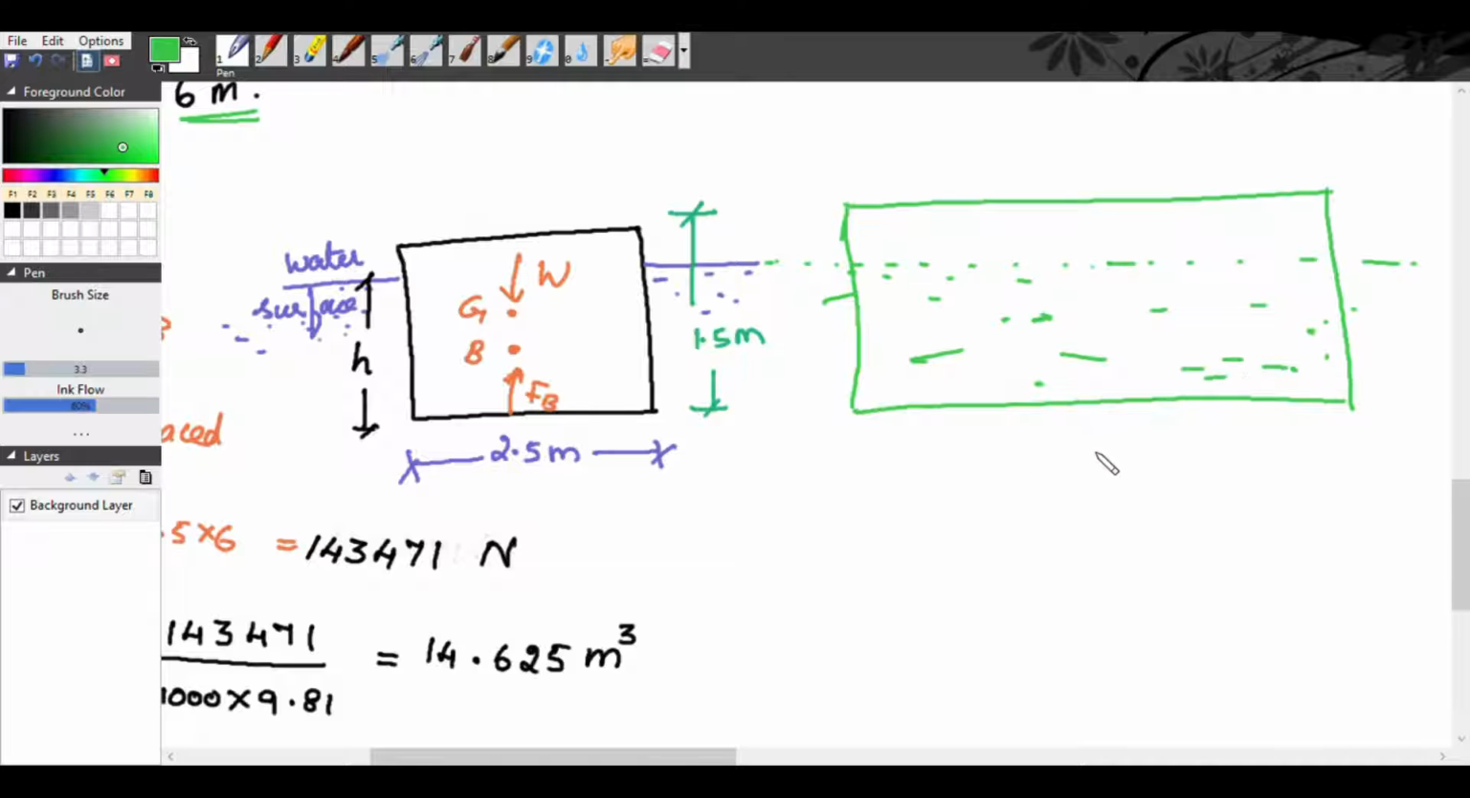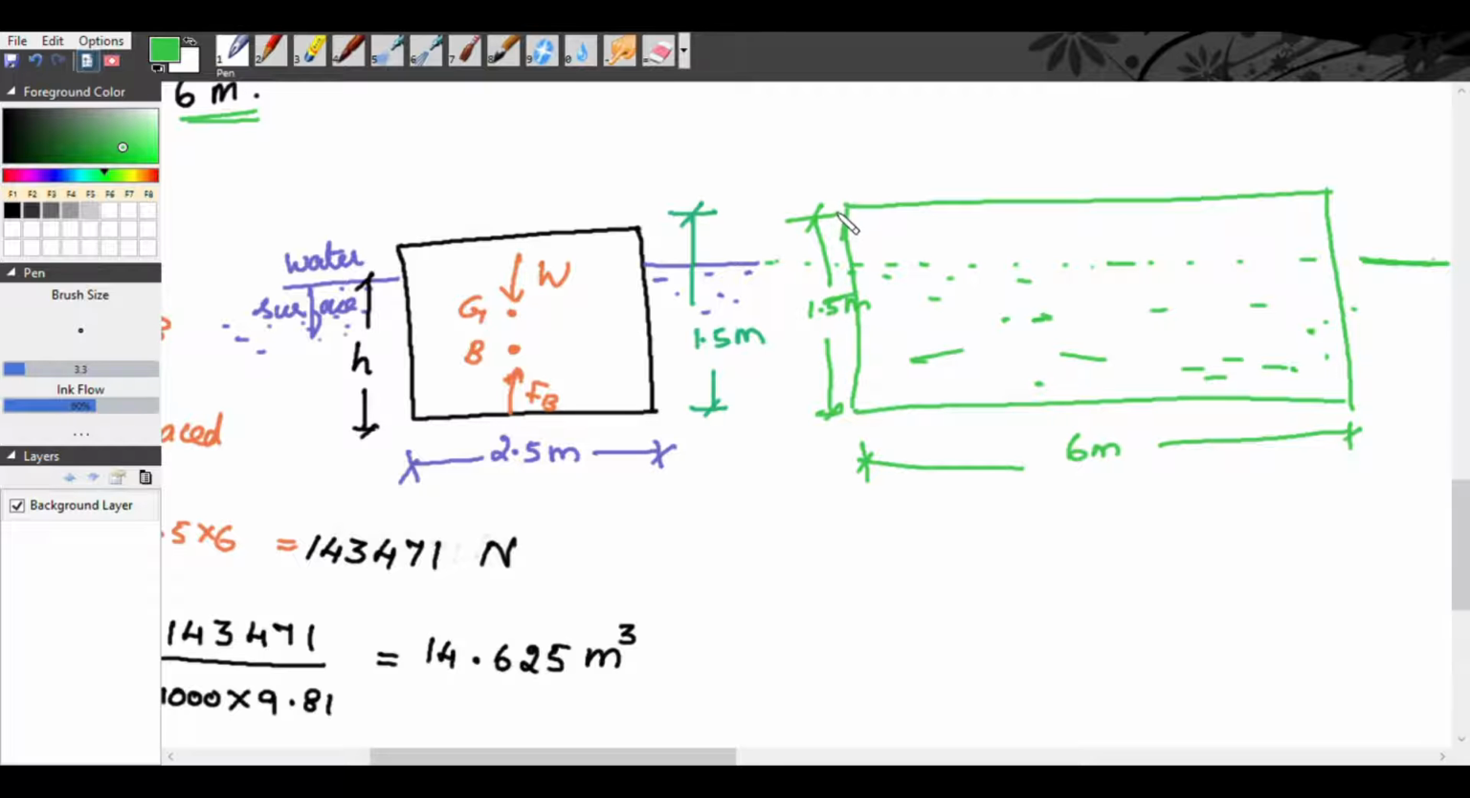So, here, you can see the length is 6 meter and the depth is 1.5 meter. This wooden block is floating in water. This is the free water surface. This is floating in water.